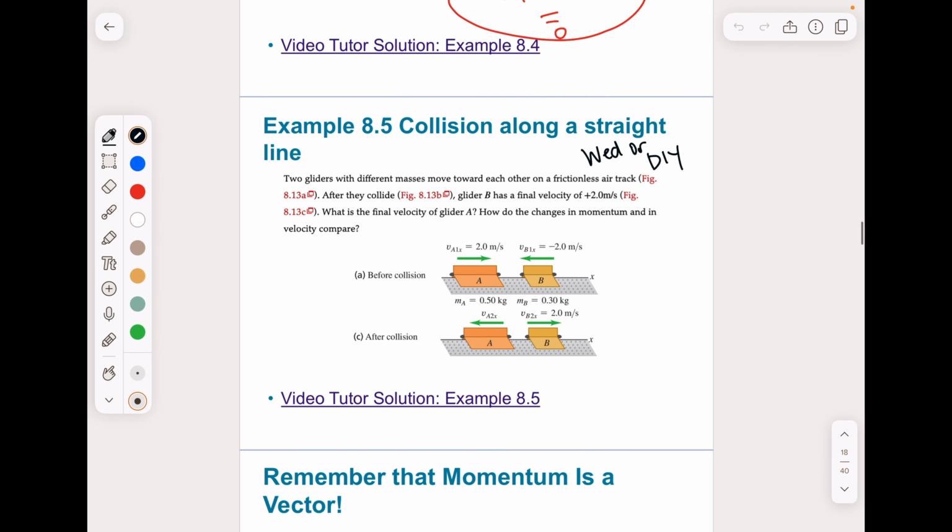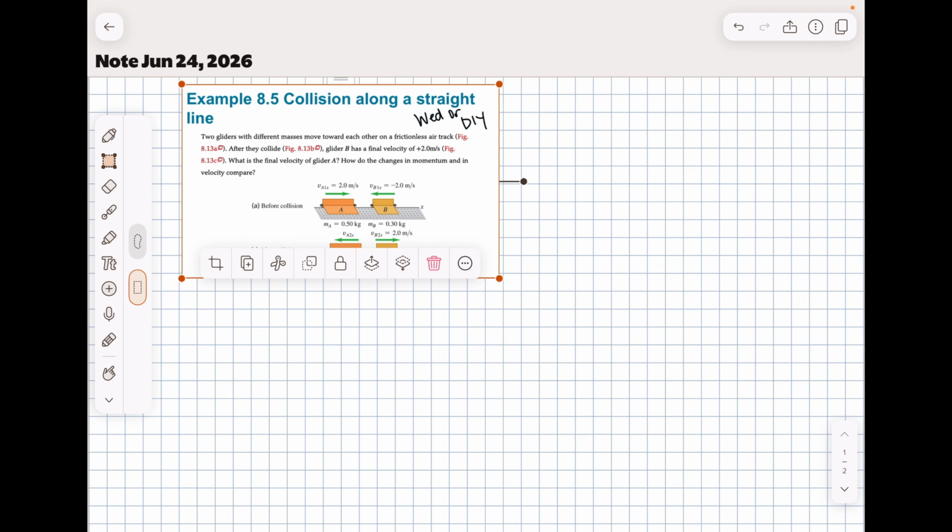All right, so we're dealing with collisions, applying the conservation of momentum. And in this example, we have two gliders with different masses, and they're heading toward each other. After they collide, we know some final velocities, and in the picture, we're given their initial velocities. So the question is, what's the final velocity of A given the final velocity of B being 2 meters per second? And how do the changes in momentum and velocity compare to each other between the gliders?